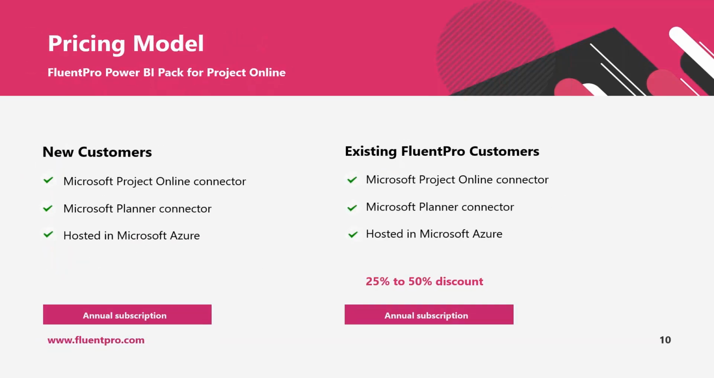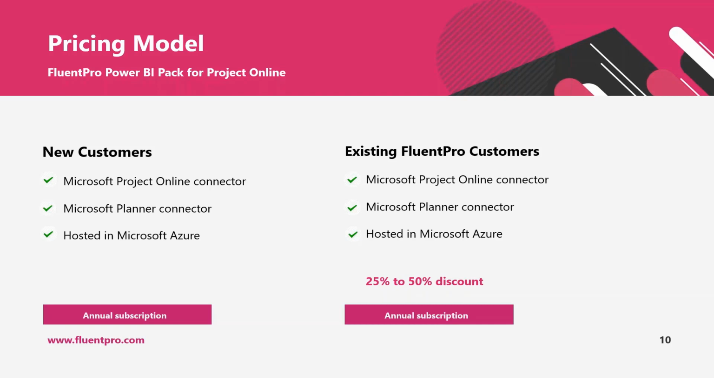Our pricing model is by default, you get a set of reports. You get DataMart. It's annual subscription. In addition to Project Online Connector, you receive a connector to Microsoft Planner, and you receive as well a package of more than 20 reports for Planner as one solution. By default, it's hosted in Microsoft Azure.